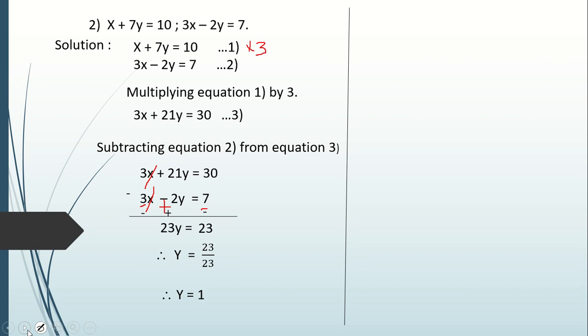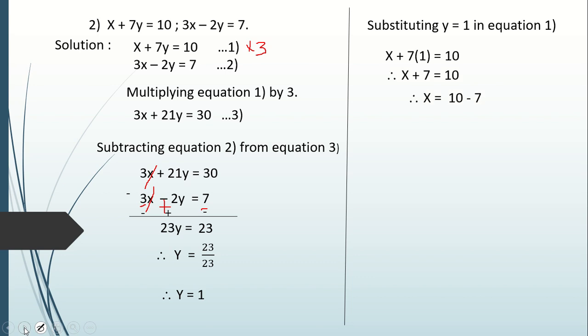Okay, now substituting y is equal to 1 in equation number 1. So you will get x plus 7 into 1 is equal to 10. So therefore x plus 7 is equal to 10. Therefore x is equal to 10 minus 7, 7 goes that side, it becomes minus. And therefore x is equal to 3. And therefore (x, y) is equal to (3, 1) is the solution.